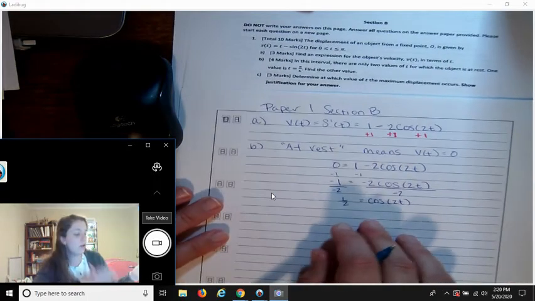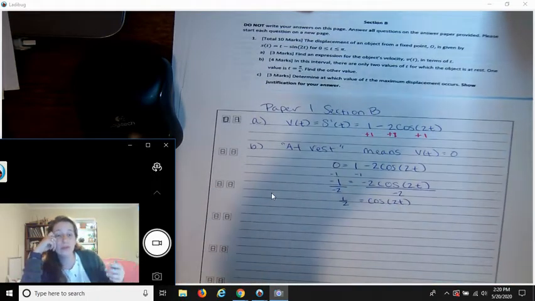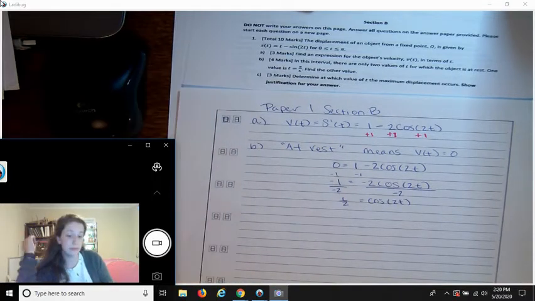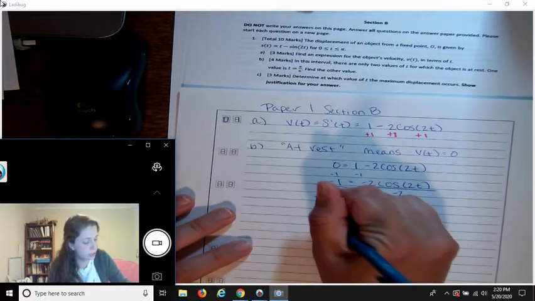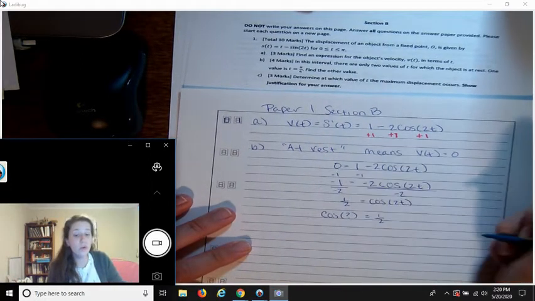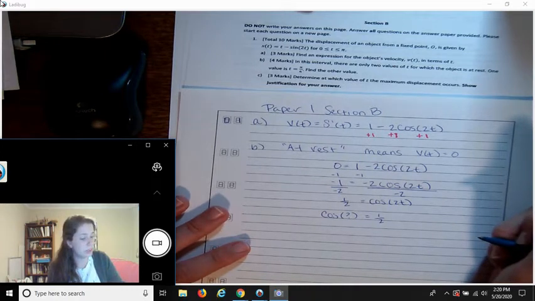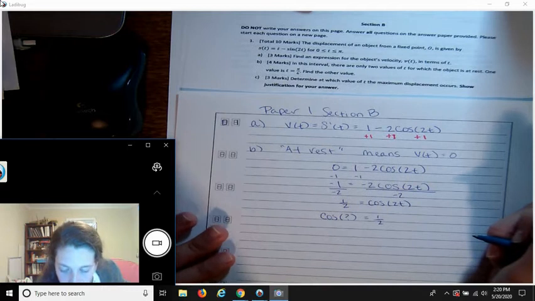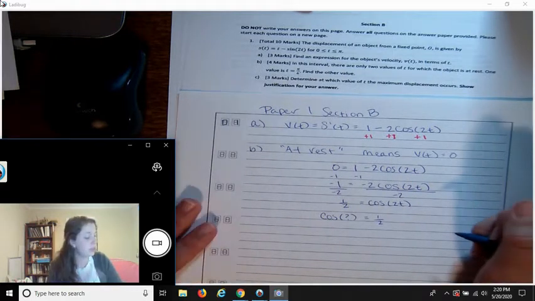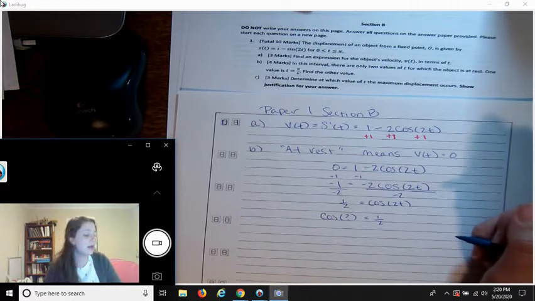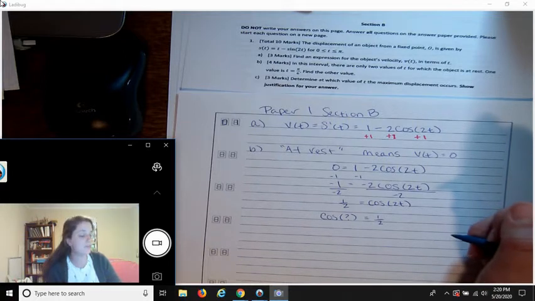And so now we ask ourselves, what values of cosine give us 1/2? Okay, so we're asking the question, cosine of what equals 1/2? We know that one of these is going to be pi over 3, and then we would need pi over 3 to be equal to 2t, solve for t to get pi over 6.